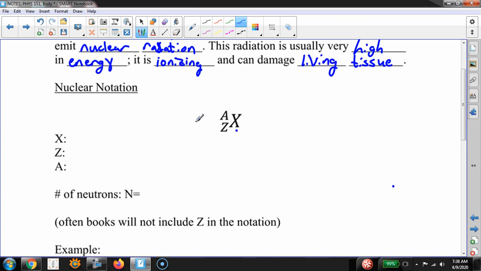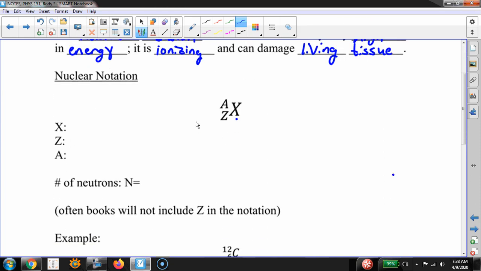When we're looking at the periodic table and looking at nuclear reactions, it's important to all have the same notation. And we'll use this notation here, where X represents the chemical symbol. Z is the atomic number. We've already seen that.